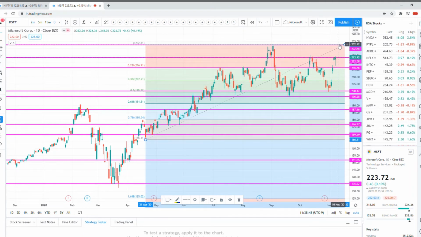So if it breaks this level of 223, sorry, 232, then it can go higher. So we have to wait for this level to be broken and sustain it at least for 2 days, and then we can start buying here with a very small stop loss of, like, $2 to $3, and then it can go up and give us some profit because this is constantly in a uptrend.